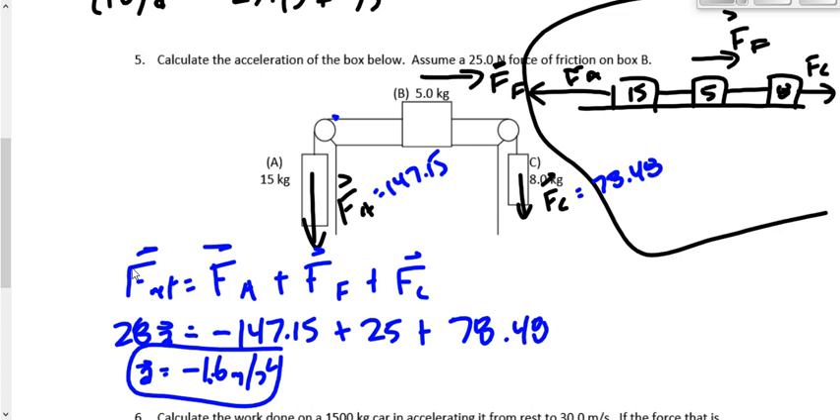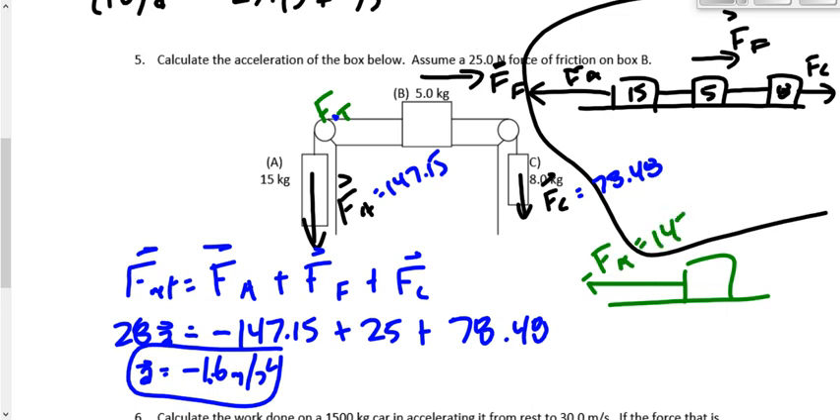And then you pick an object, like either the A or the C, depending upon which tension you were trying to find. Let's say we're trying to find this one. Then we'd probably analyze object A. That would have FA this way, 147.15, and we would have FT, the force of tension, this way. And then we would just do our thing again, except with a 15 kilogram mass instead of a 28 kilogram mass, right? So be ready for that.